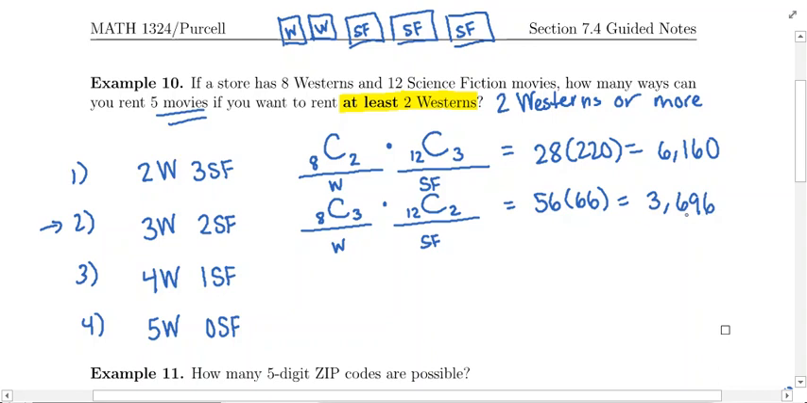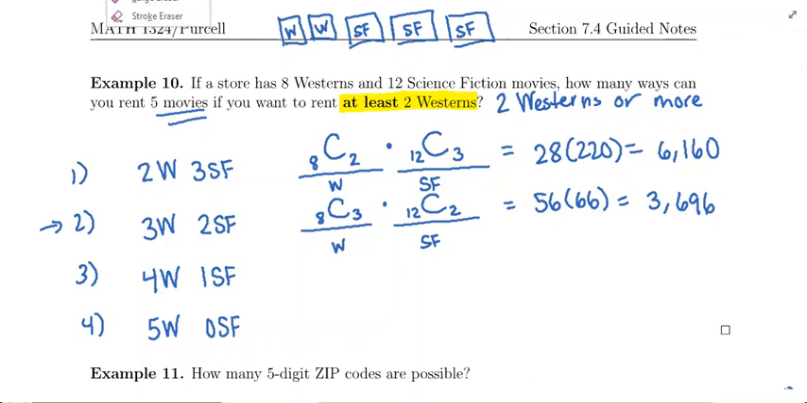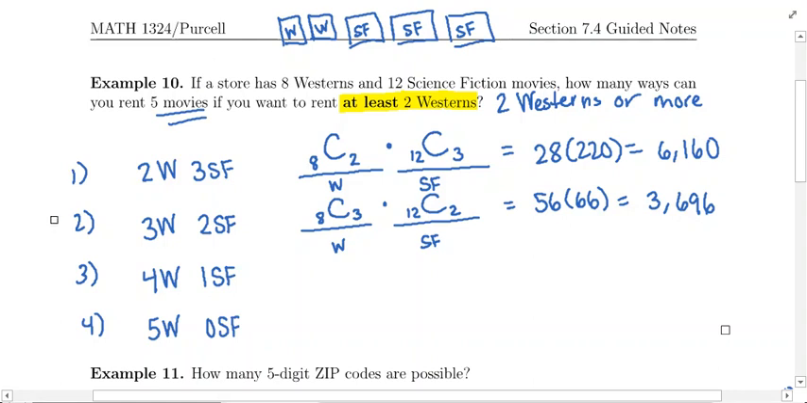Okay, so that's saying that there's 3,696 different ways to choose 3 Westerns and 2 science fiction films. Okay, that's a lot of ways. All right, so moving on to the next possibility.